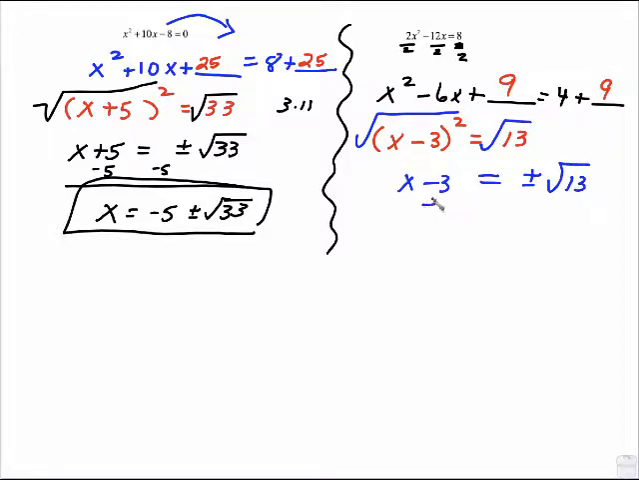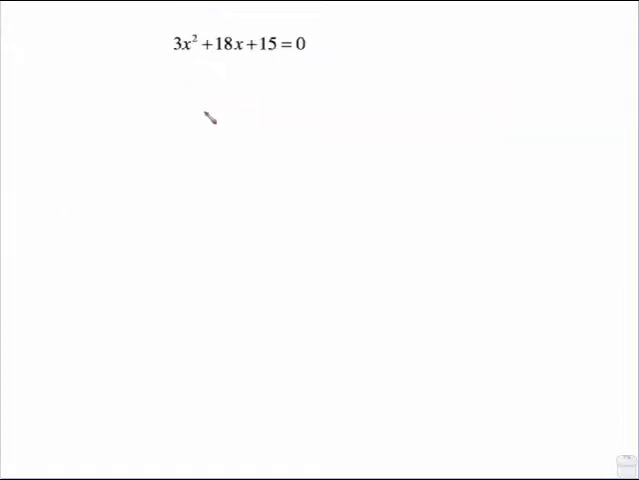Move the 3 to the other side by adding it. Squeeze it in between the equal sign and the plus or minus. And that is your solution, because there's nothing we can do about the square root of 13. Let's look at one more example.